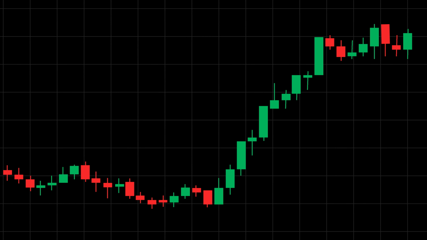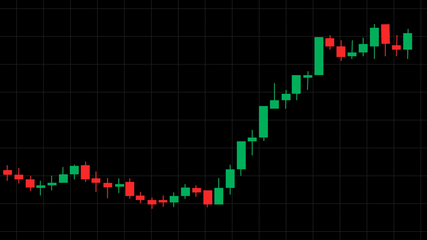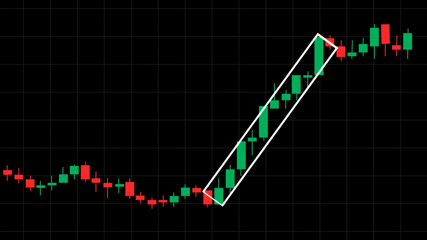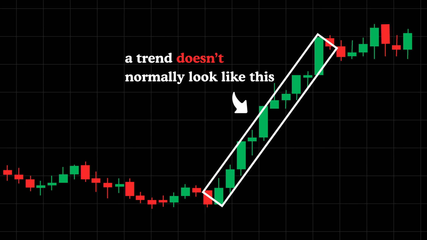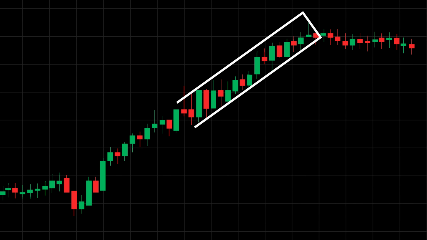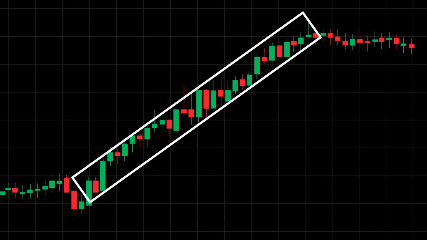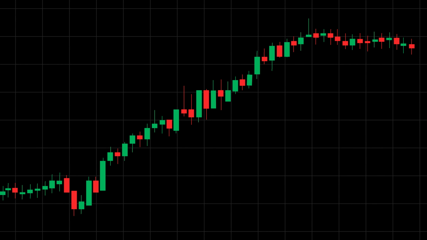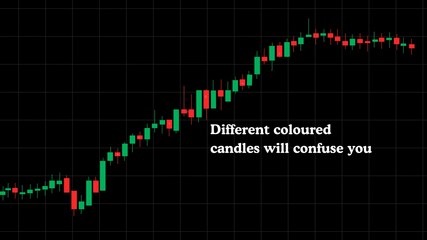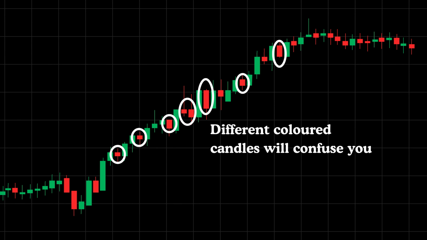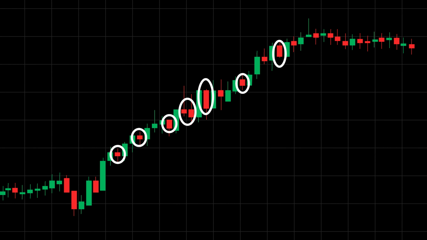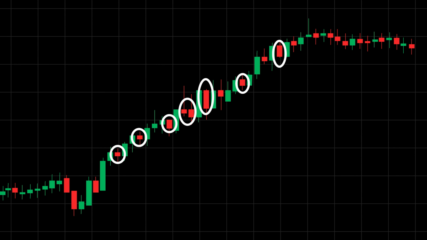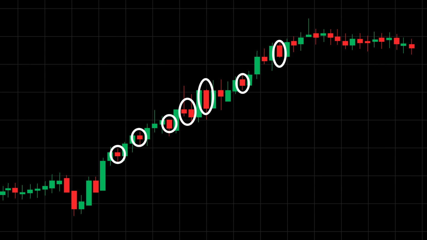When it comes to trading, identifying a trend isn't as easy as it sounds. A trend usually doesn't appear like this, with all the candles showing the same color. Most trends actually appear like this. Sure, in hindsight it might seem simple, but when you're trading in real time, these mixed colored candles can be misleading and may trigger false signals.